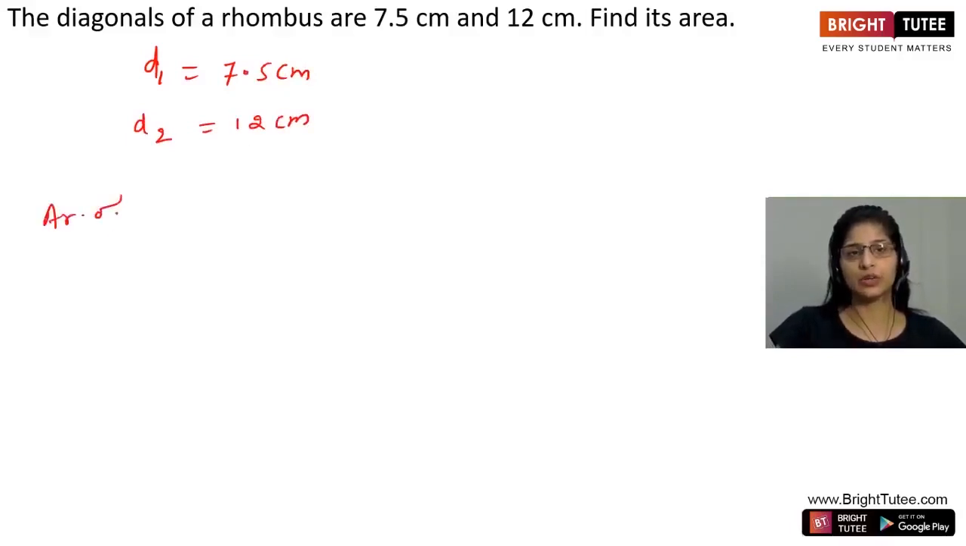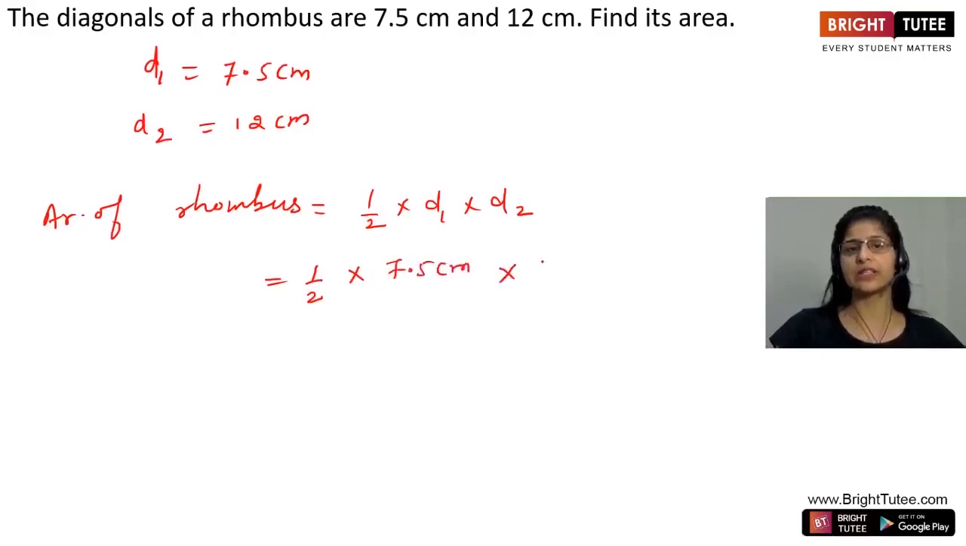So area of rhombus is equal to half into the product of the diagonals. So we will write half into, what is the first diagonal? 7.5 centimeter. The second diagonal is 12 centimeter. 2 ones are 2, 2 sixes are 12, so 6. So we get 7.5 into 6 square centimeter.